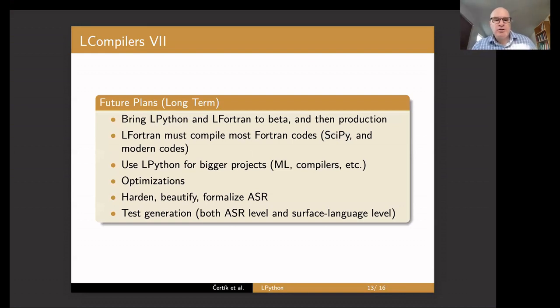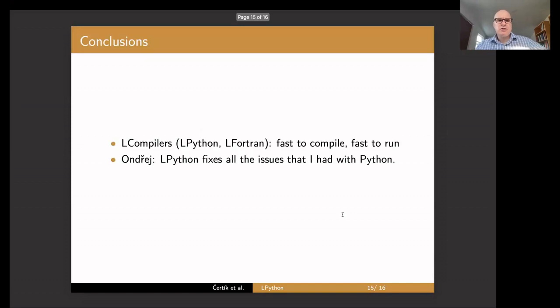Optimizations: we want to harden, beautify and formalize the ASR, as well as automatic text generation, both at the ASR level and the surface language level. Well, conclusions. Compilers with two frontends, LPython and LFortran, are fast to compile and fast to run. And my own motivation: the way I best describe LPython is that it fixes all the issues that I have or had with Python. Thank you.